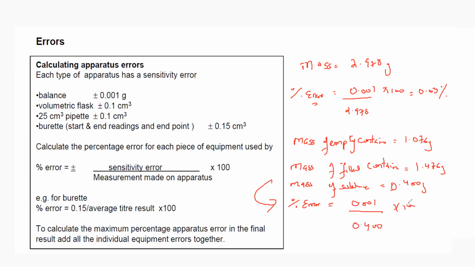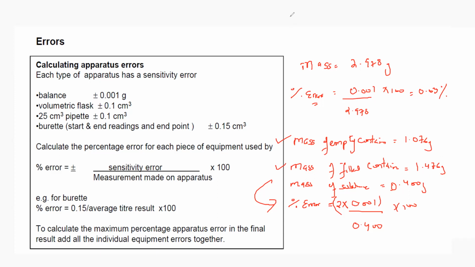But because the balance is used twice, we first measure the mass of the empty container and then the mass of the filled container. So when the apparatus is used twice, the uncertainty or sensitivity error will be multiplied by 2. Is it clear? The sensitivity error or uncertainty divided by the value recorded, into 100. If we use the apparatus twice, then we should multiply that by 2.